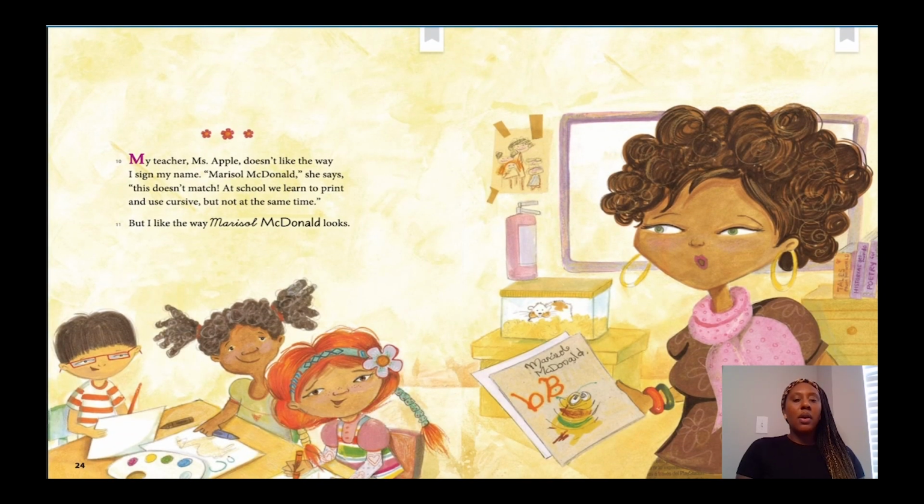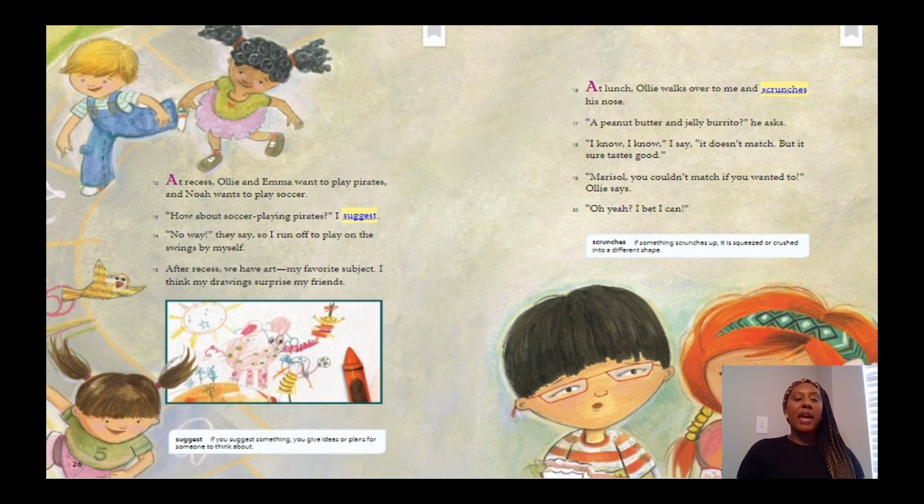My teacher, Miss Apple, doesn't like the way I sign my name. Marisol McDonald, she says, this doesn't match. At school, we learn to print and use cursive, but not at the same time. But I like the way Marisol McDonald looks. At recess, Ollie and Emma want to play pirates, and Noah wants to play soccer. How about soccer playing pirates? I suggest. No way, they say. So I run off to play on the swings by myself.